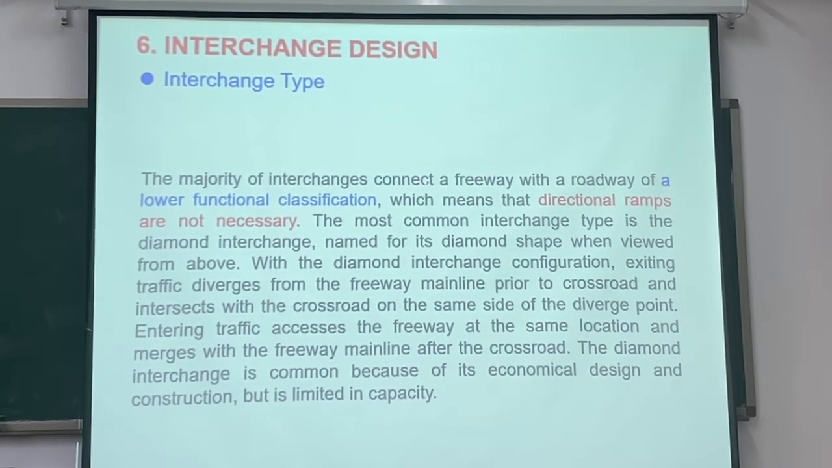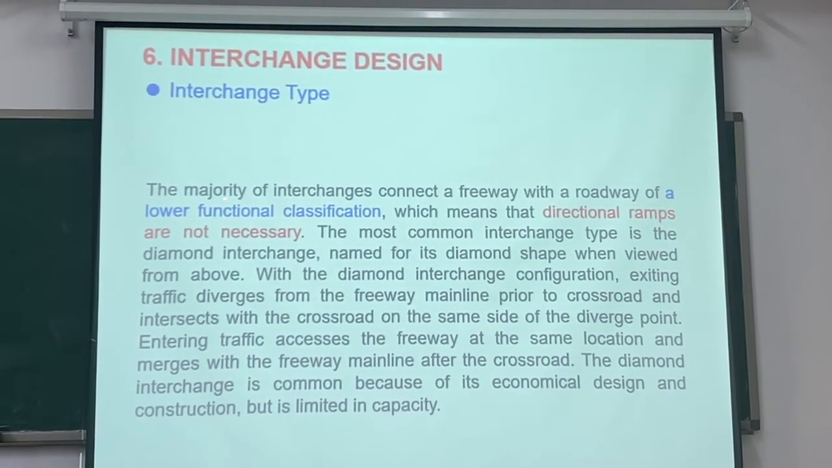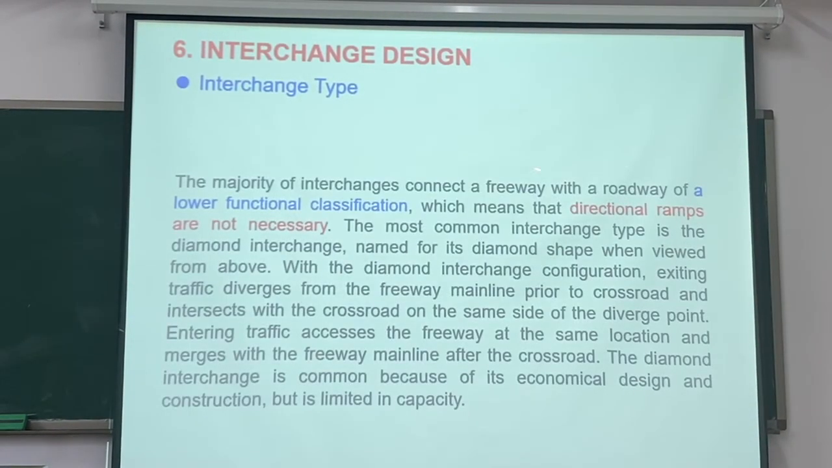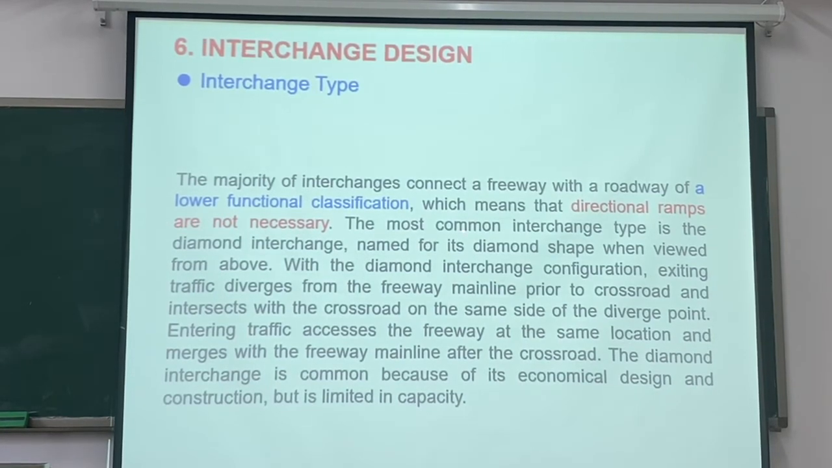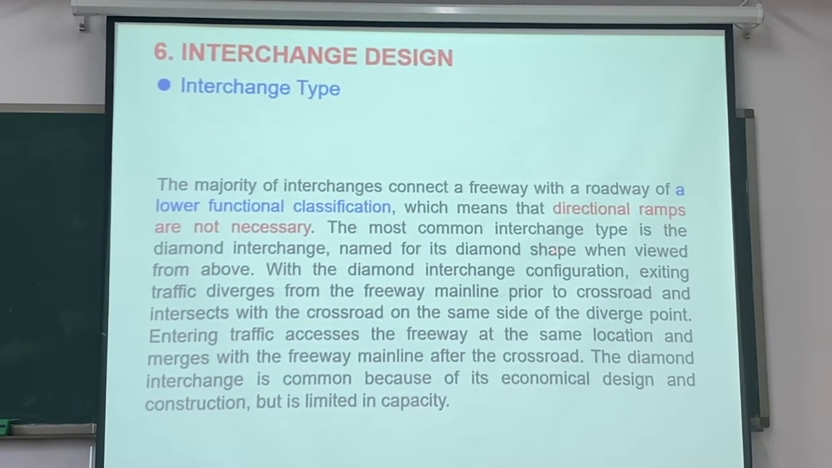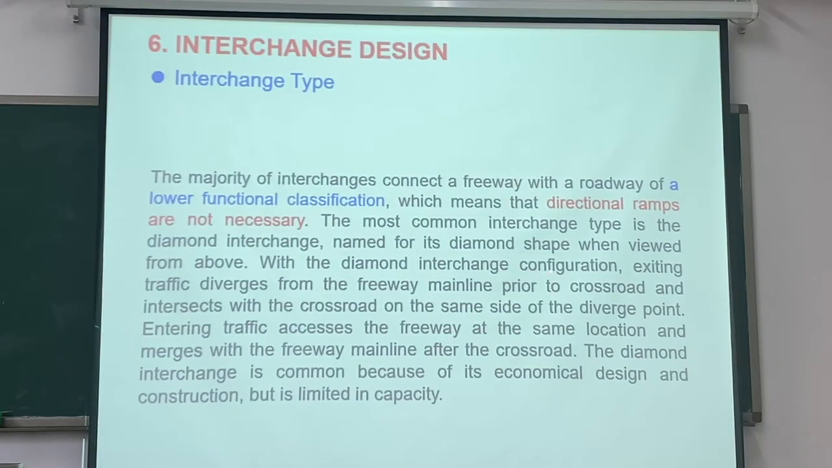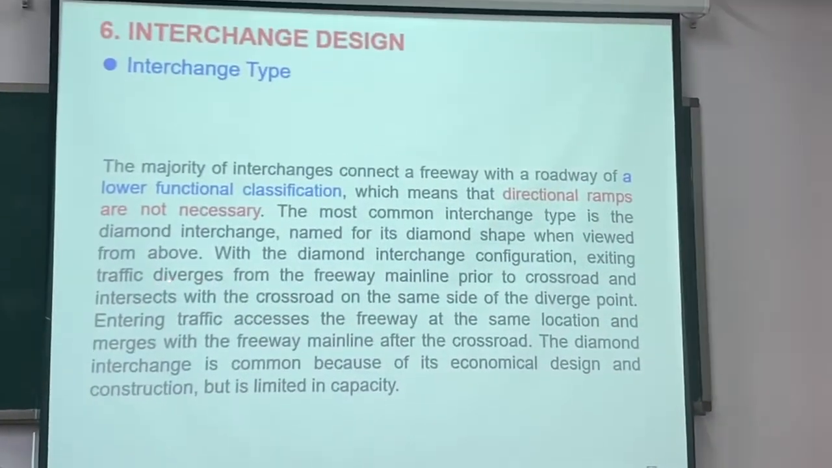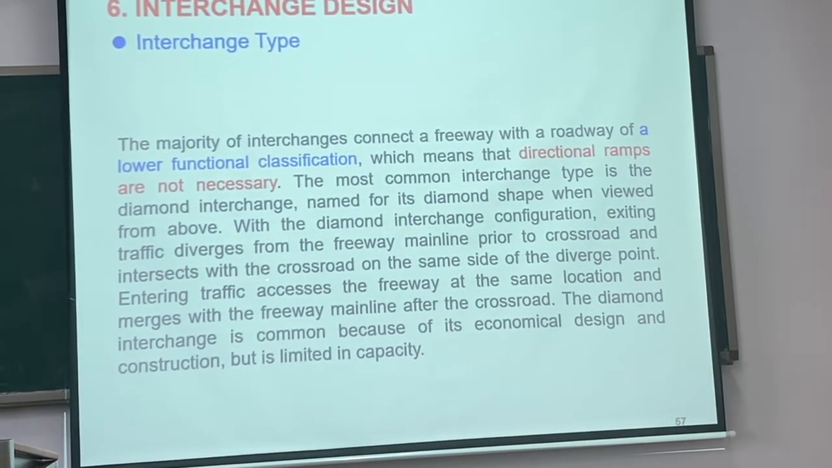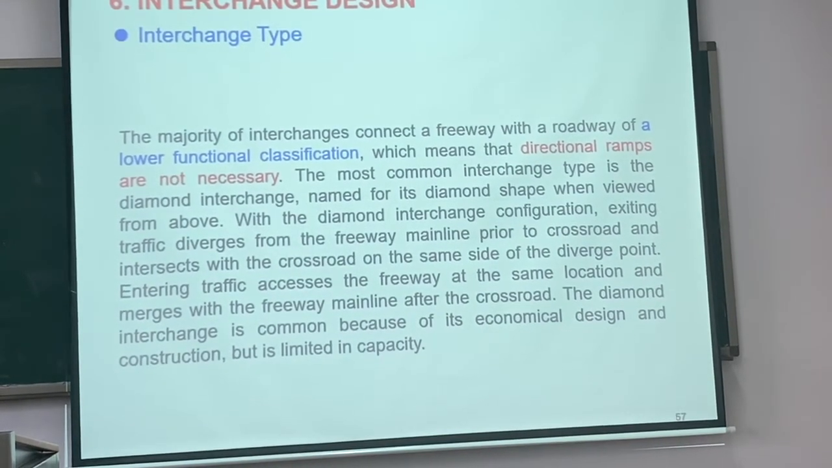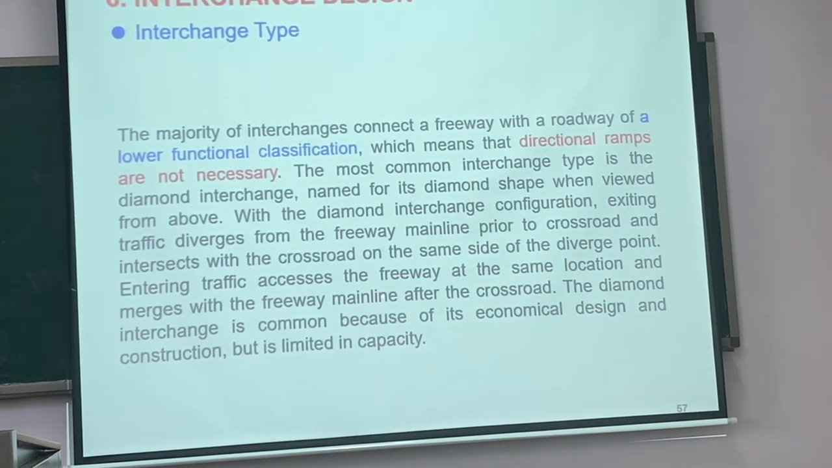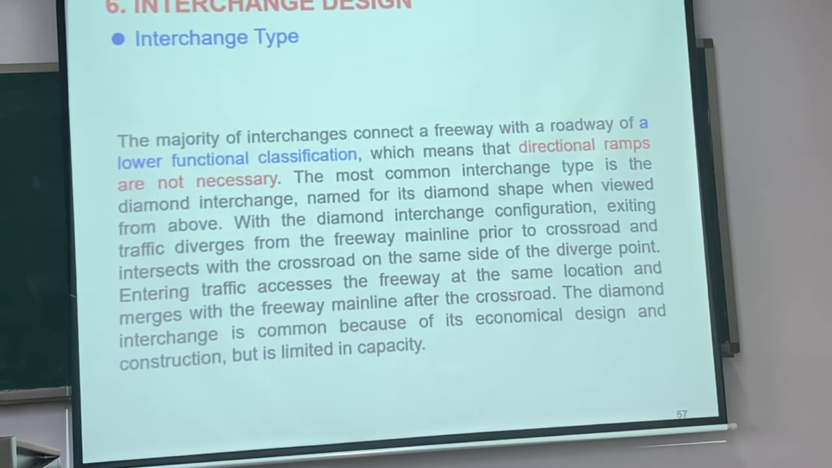But the majority of interchanges connect a freeway with a roadway of lower functional classification, which means that directional ramps are not necessary. The most common interchange type is the diamond interchange, named for its diamond shape when viewed from above. With the diamond interchange configuration, exiting traffic diverges from the freeway mainline parallel to the crossroad and intersects with the crossroad on the same side of the divergent point. Entering traffic accesses the freeway at the same location and merges with the freeway mainline after the crossroad.